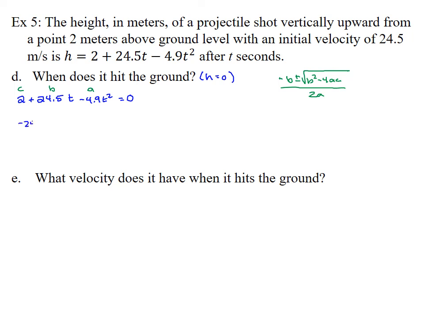So this is going to be negative 24.5 plus or minus the square root of 24.5 squared minus 4 times negative 4.9 times 2, all over 2 times a, which is negative 4.9. Give me a second because you're going to get two different answers here. When you type all this in, you have to add the two things on top together and subtract them. You should get two different t values when this happens. So let's see what those are.